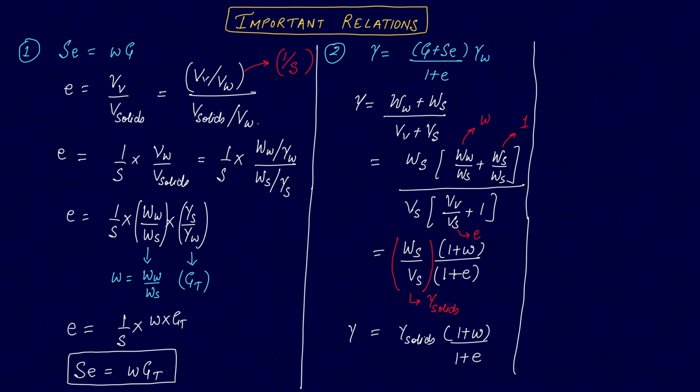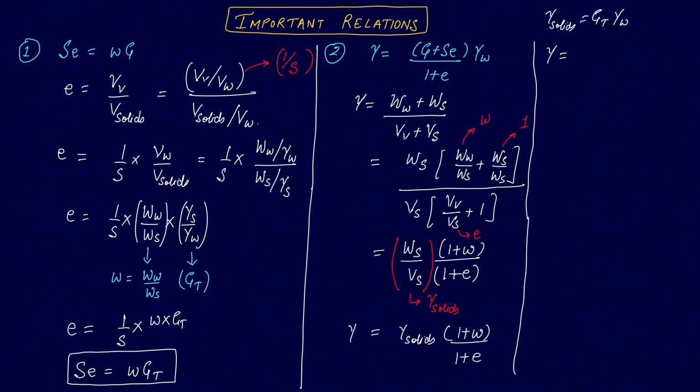Now gamma can be written again as: gamma of solids is equal to Gt into gamma w. Yes or no? How did I get this? See, Gt is equal to gamma s upon gamma w. Yes or no? So gamma solids can be written as gamma w into Gt also.